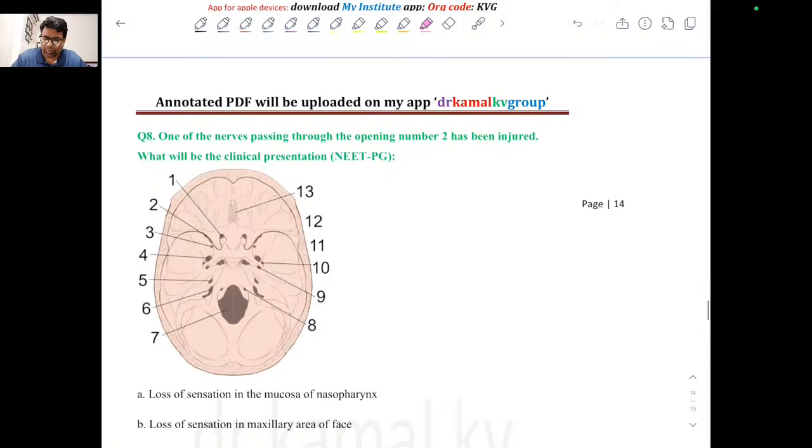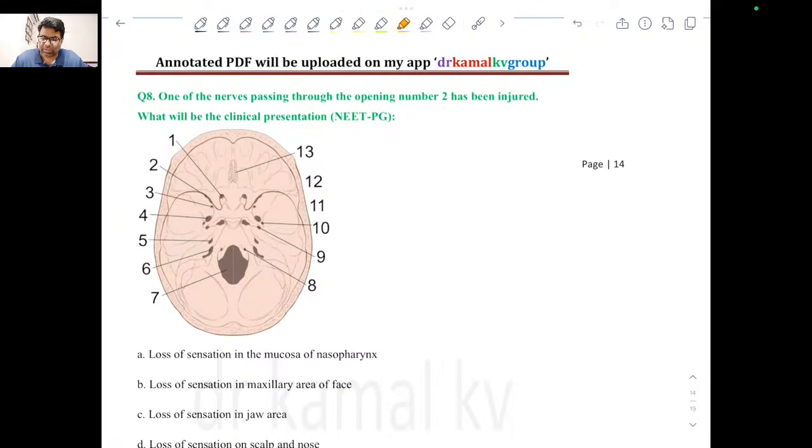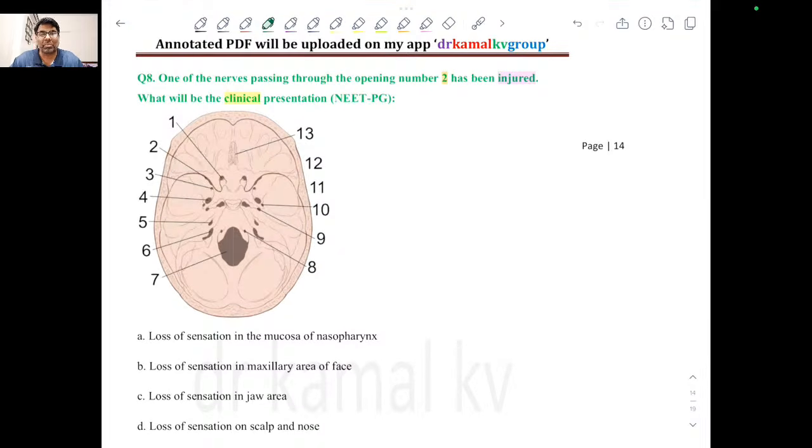Now moving forward to one more foramen based question, and here the question was like, one of the nerves passing through the foramen number 2 is injured. Okay, so it is injured now. So what is the clinical presentation? So here what you need to do, you have to understand what is foramen number 2. Then second is, what are the structures which are passing through this foramen number 2. And thirdly, you need to know the applied. If there is injury to those structures, what will be the clinical manifestation? So let us go one by one.